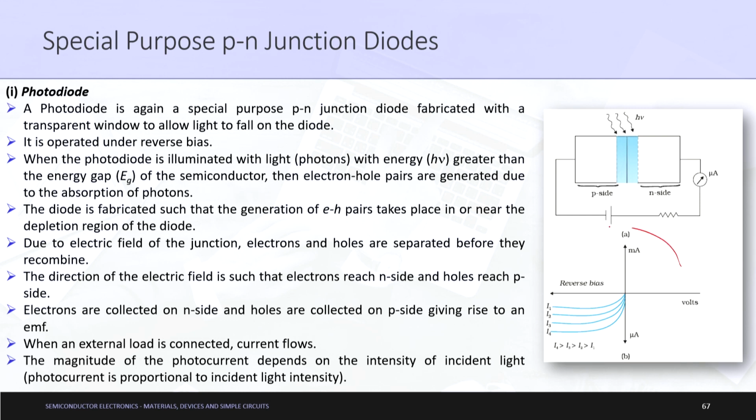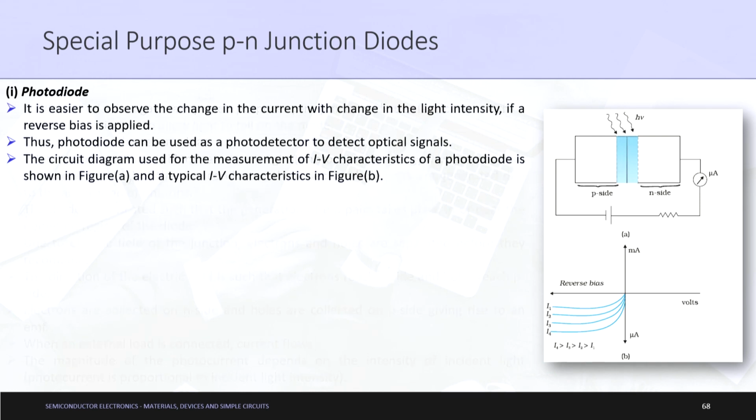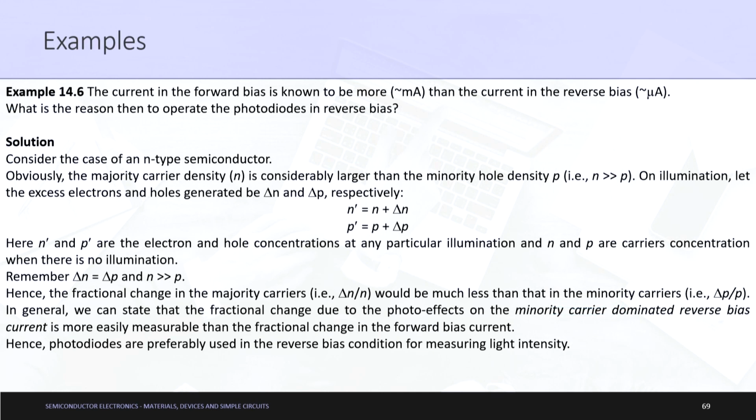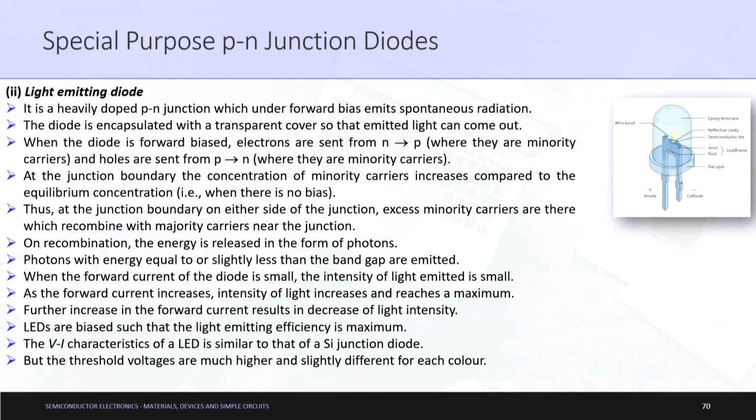So, this was the VI characteristics for your photodiode. Okay. And then we also understood this phenomenon, in which we understood the values of fractional change in the majority carrier. So, basically, what is the reason for operating the photodiode in reverse bias. So, this was a question based upon this. This was basically done to understand more about the photodiodes. Fine. So, now let us start today's discussion, that is based upon the light emitting diode.